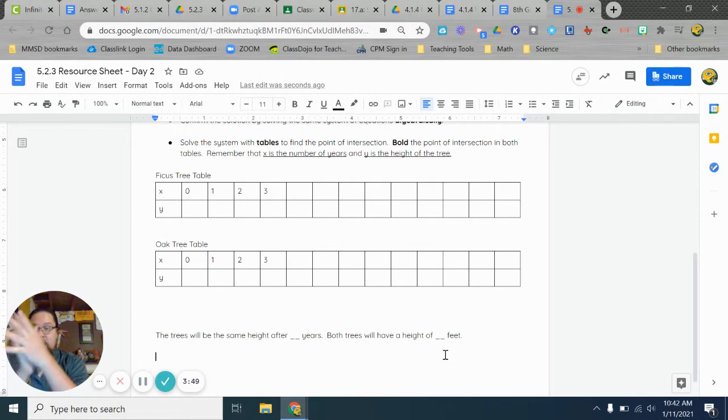Final reminder on grading. 1 method solved correctly is a 2. 2 methods solved correctly is a 3. And using all 3 methods and solved correctly is a 4.